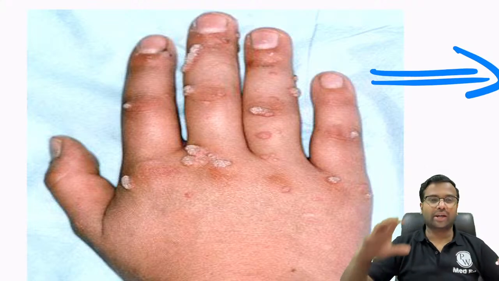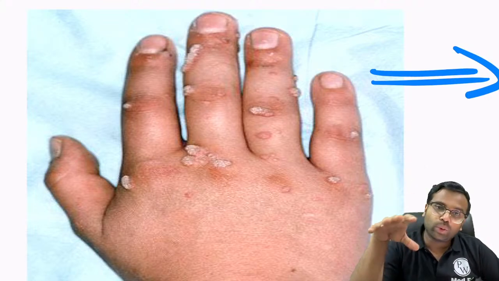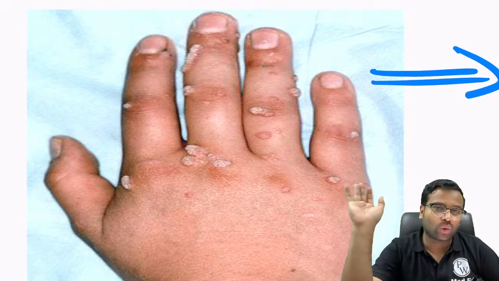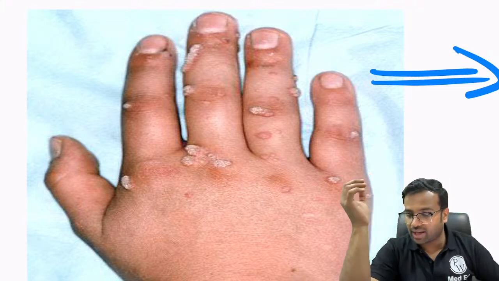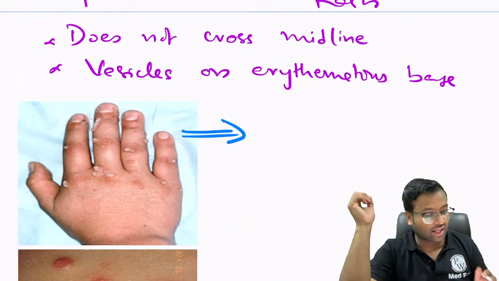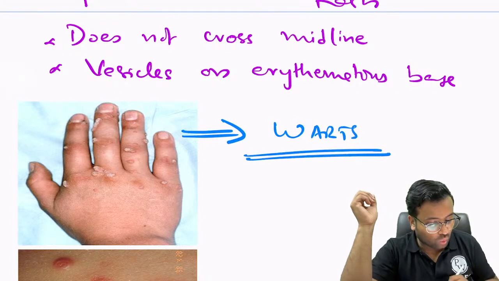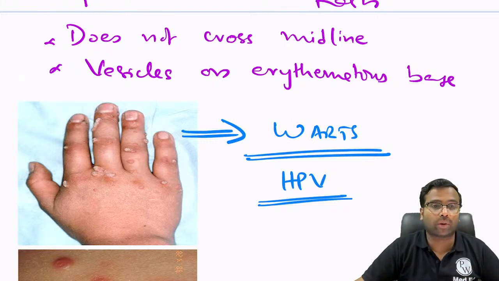So when you see these kinds of lesions, will you think about herpes simplex? Will you think about varicella? Yeah, you will just rule it out. You say that no, it is not herpes simplex, it is not varicella. But what is this? Yeah, Virender is answering. These are warts. Amazing. So these are warts which are caused due to human papilloma virus.